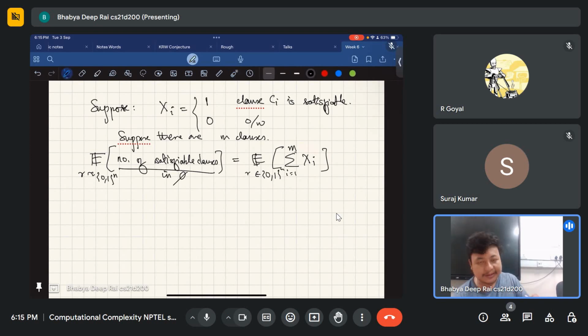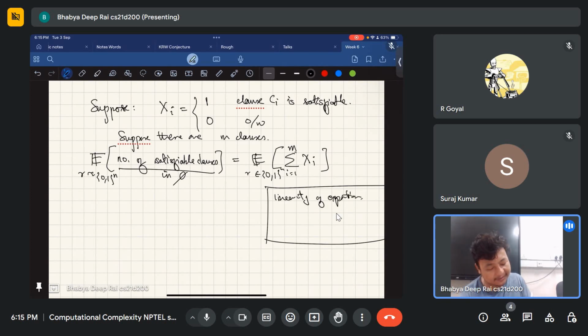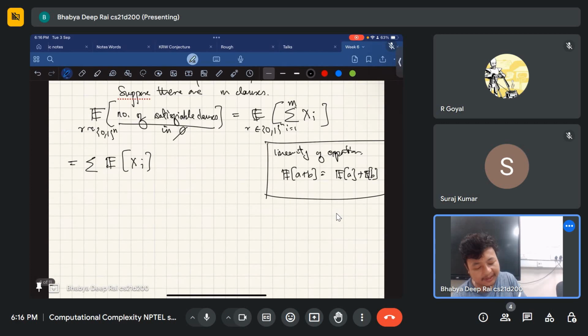Now what can I use? I can use what is called linearity of expectation, which you've probably seen in the lectures. Summing up averages, in other words, the expectation of A plus B equals the expectation of A plus the expectation of B. Since there is a summation inside, I can bring the summation outside. Instead of the expectation of a sum, I can make it a sum of expectations over Xi. Getting it? So now we have transformed this problem by linearity of expectation.